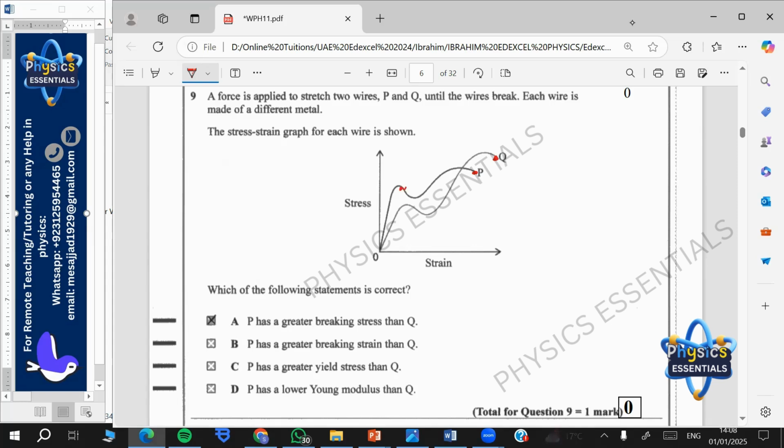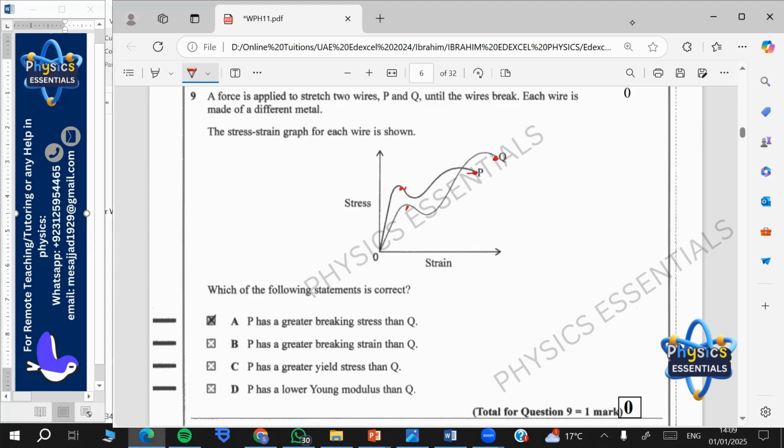But here the body is not broken, it is deformed plastically, not elastically, but plastically. Okay, elastically means it can restore 100% back to its original shape. That is called elastic. But plastically means it is permanently deformed but not broken. So P has greater breaking stress than Q.